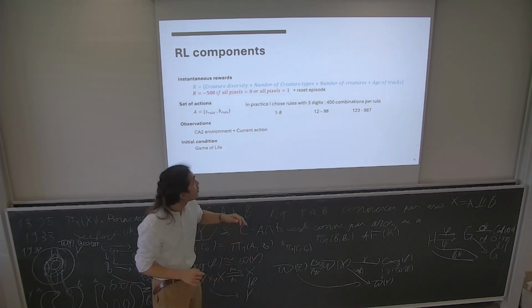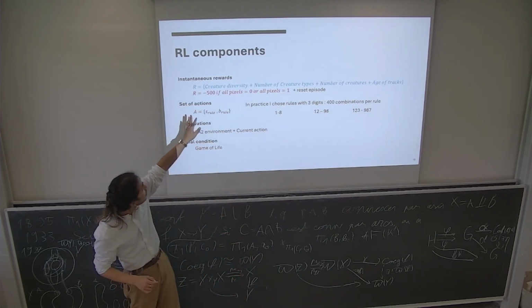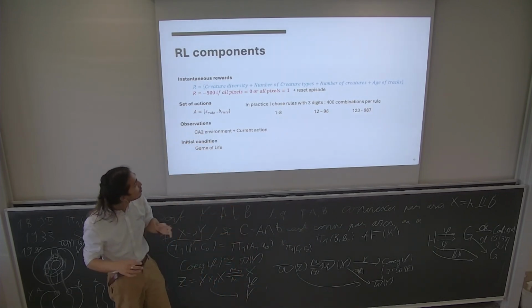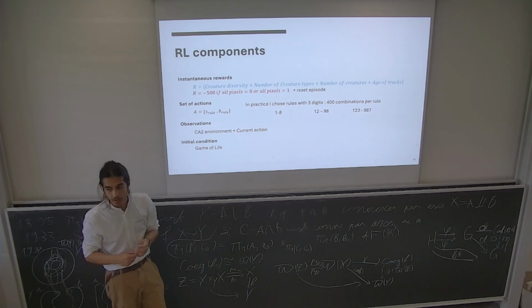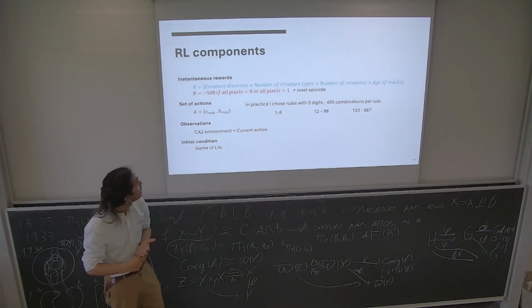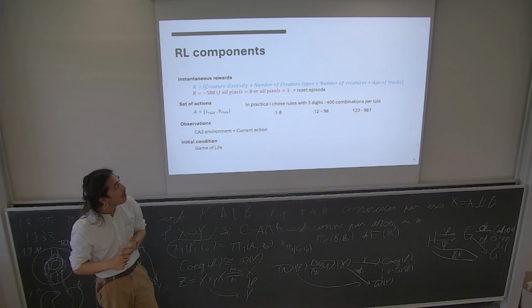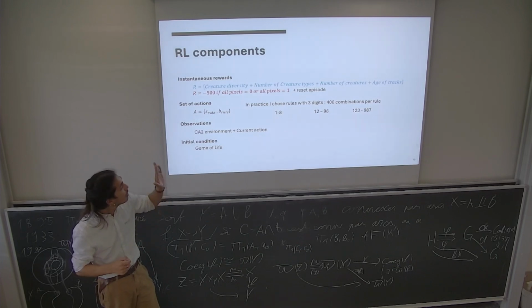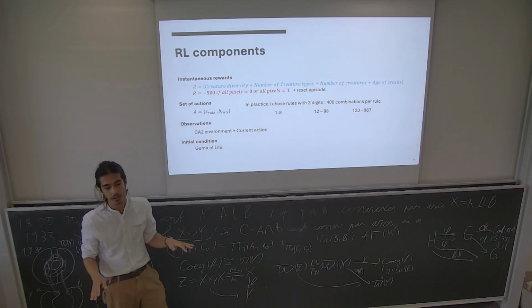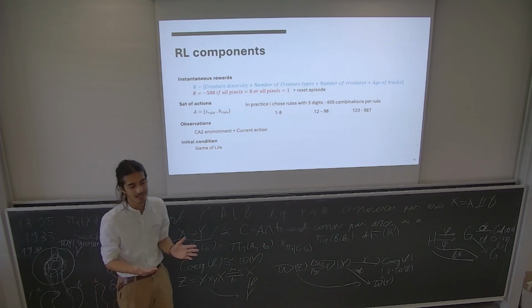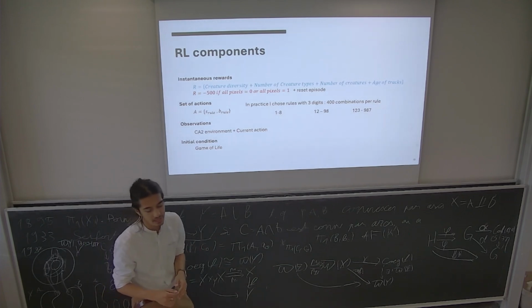And then I use the rewards being the creature diversity, the number of creature types, so this is basically the size of the encyclopedia, the number of creatures that you can detect, and the age of tracks, so creatures that last for long. And I create penalties reflecting if the episode ends: if there's no creature at all, if everything is black, everything is white, then something is wrong. I just end the episode and put the reward down.